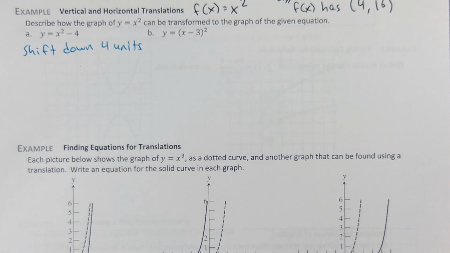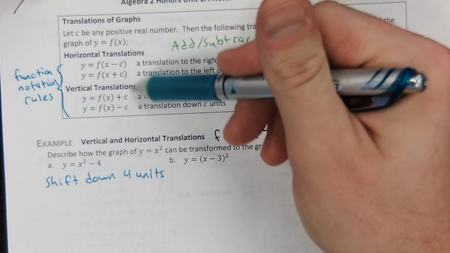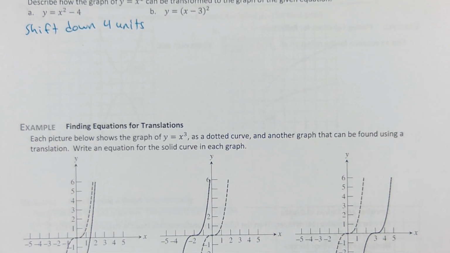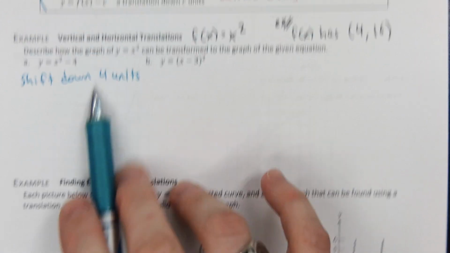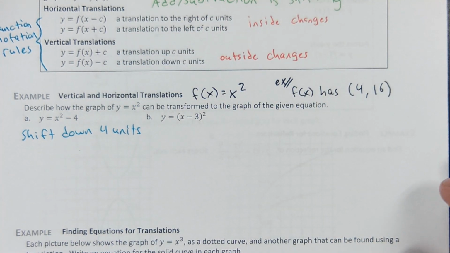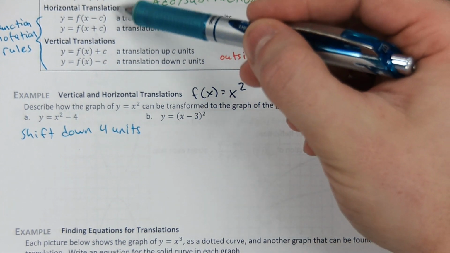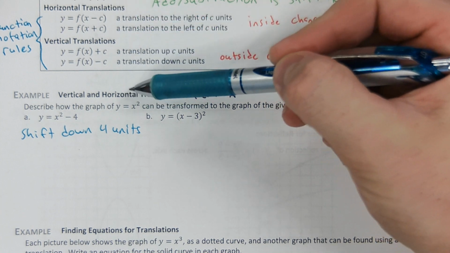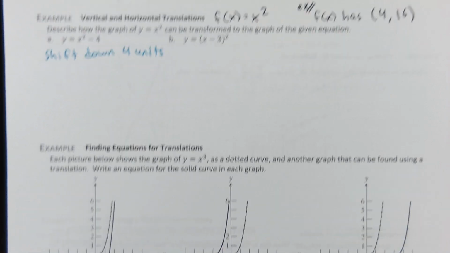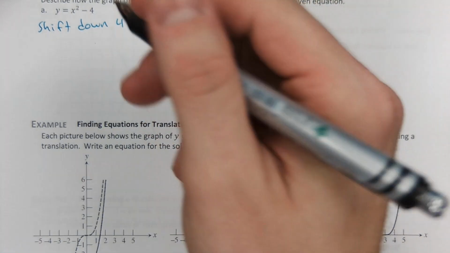Shift down 4 units. Do I have another brave volunteer that thinks they could give me the function notation rule for shift down 4 units? Okay, Brody? Well, that's what it is, but I want one of these. Can you give me the rule for it? Like, which one is shifting down? Right? But instead of saying c, we're going to say 4. There you go. So our rule is f of x minus 4.